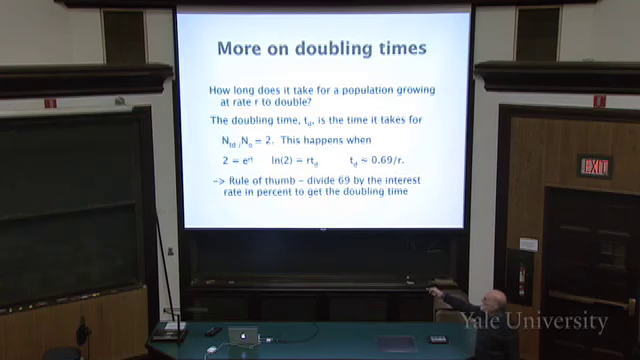So you can multiply that by 100 if you want to use percent, and you get the simple rule of thumb that you can divide 69 by the interest rate to get the doubling time. Or, as a rule of thumb, if you're comfortable with approximations, it's a little easier to divide 72 by the interest rate to get the doubling time, because you can divide 72 by 3 and by 4 and by 8 and things like that. Okay?